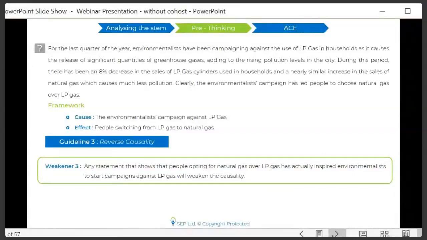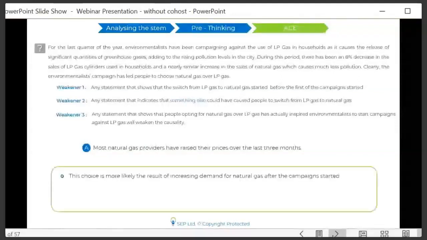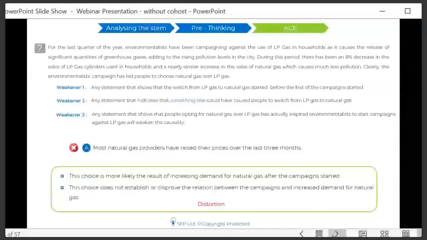Here it comes. So, the first choice A says most natural gas providers have raised their prices over the last 3 months. Now, this choice is more likely the result of increasing demand for natural gas after the campaign started. And this does not establish or disprove the relation between the campaigns and the increased demand for natural gas. So this choice is a distortion of the information about increase in the sales of natural gas and is therefore incorrect.